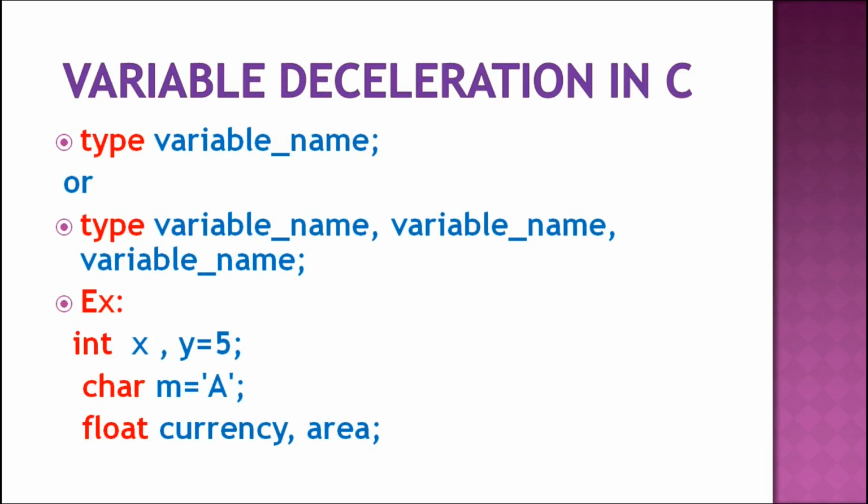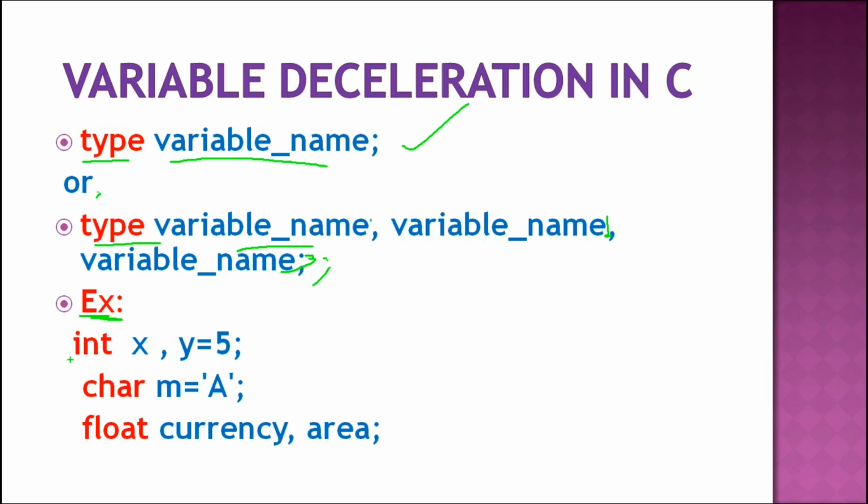Variable declaration in C. Here we see the type and the variable name. We can write the type and the variable name, or we can write the type, then a variable name, then a comma, another variable name, and then a semicolon. In this way we can declare variables.